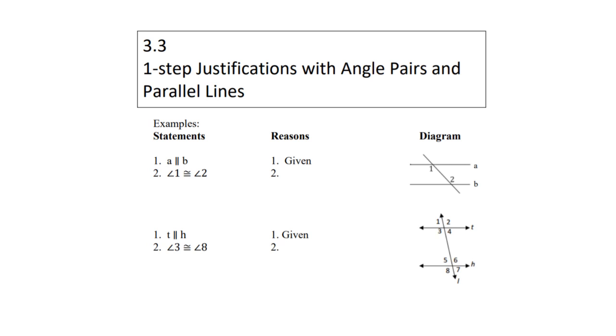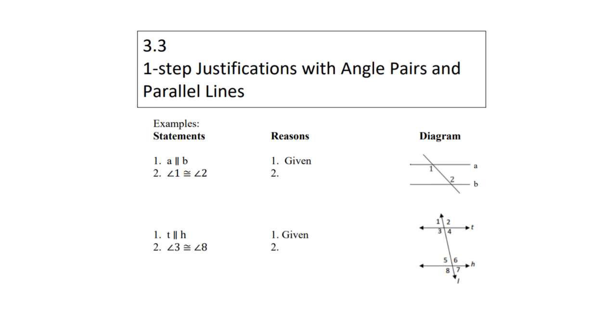This is lesson 3.3, one-step justifications with angle pairs and parallel lines. So this is going to feel a little similar to what we've done in previous lessons because we've done one-step justifications before. We know a given and we make a conclusion. So if this is true, then this is true. But why? And so that's what we're going to work on in this lesson.